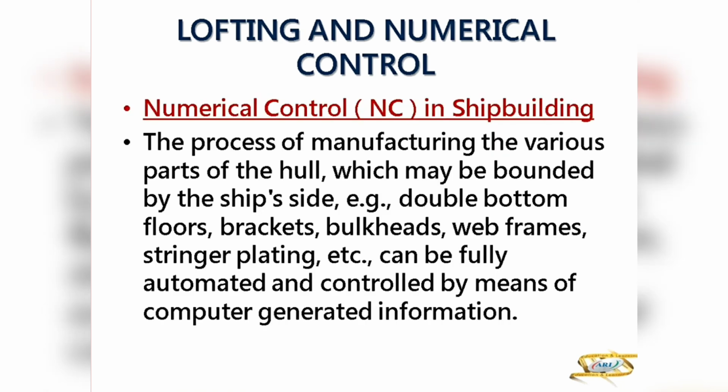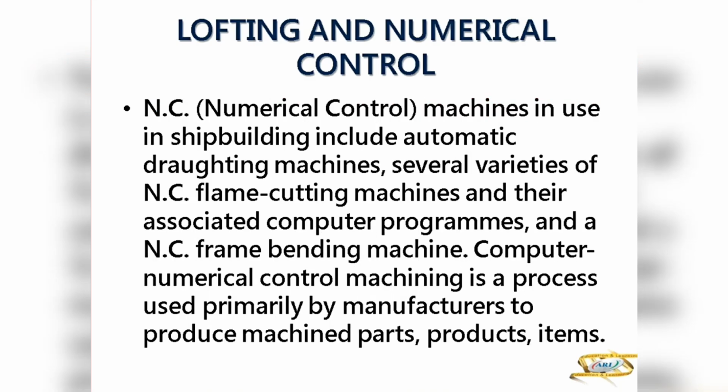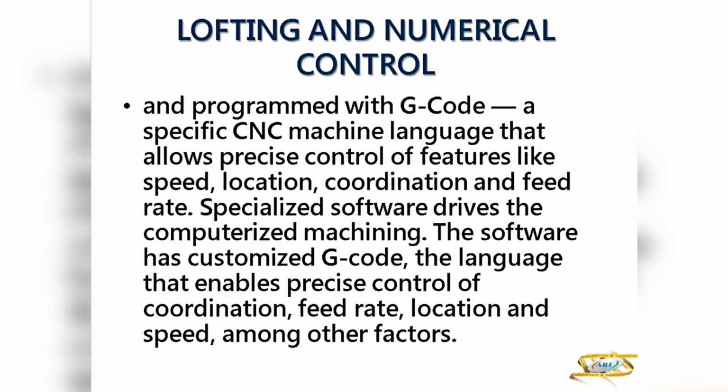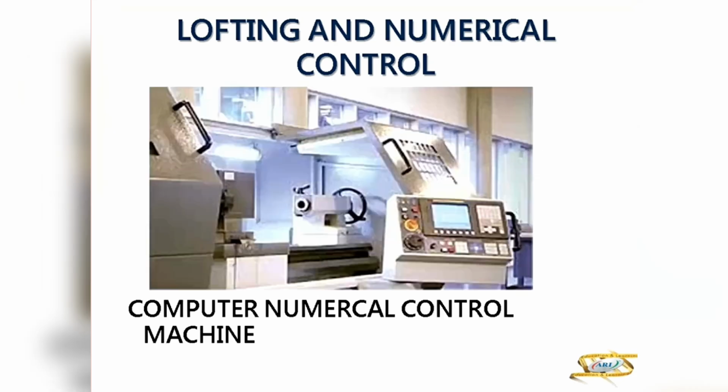The next process is your numerical machine cutting. Bending is done with numerical control, then computer numerical control machining, which is used for producing your machine parts and product items. Many things, like the lathe machine in your engines, we also call CNC. So this is a specific CNC machine language, unlike our Java and all those things. Nowadays, a lot has come, like JavaScript. So this allows precision over your speed, location, coordination and feed rate, and this language enables precise control over the coordination, feed rate, location and speed of your machines.